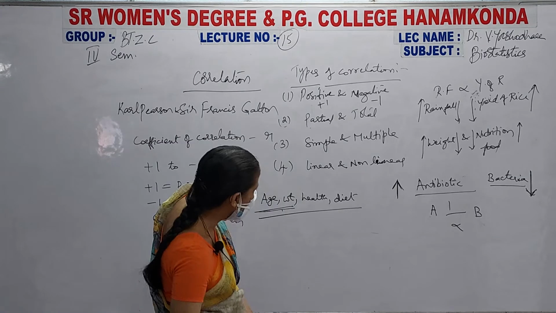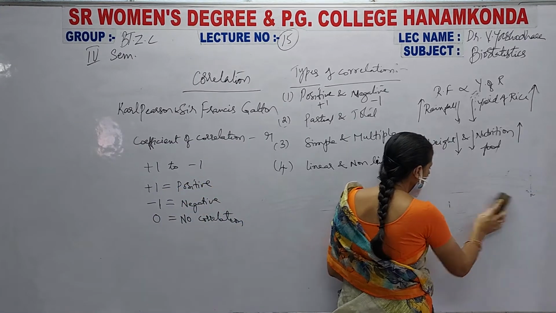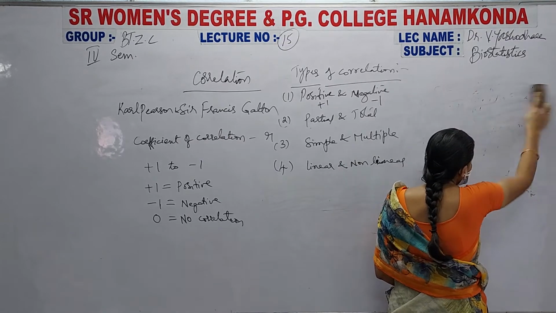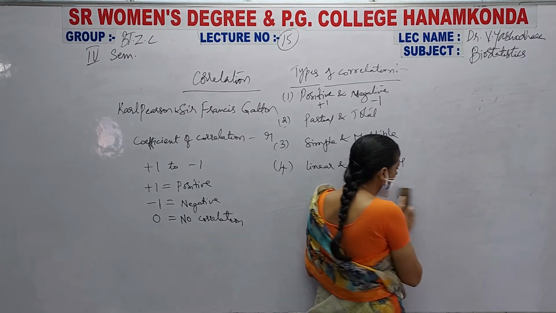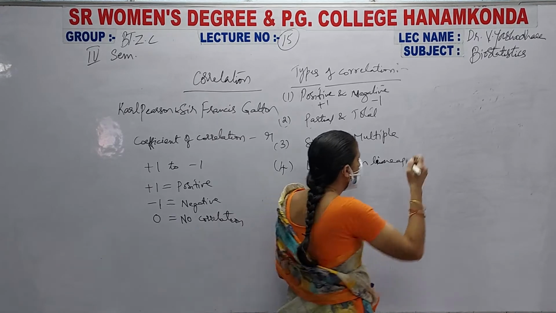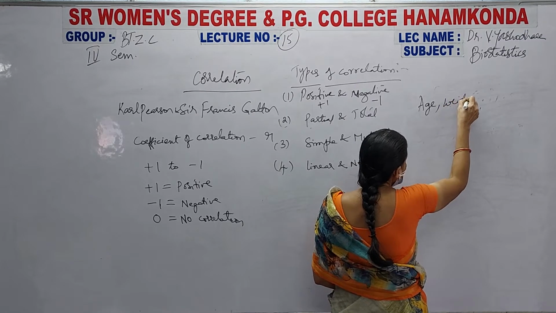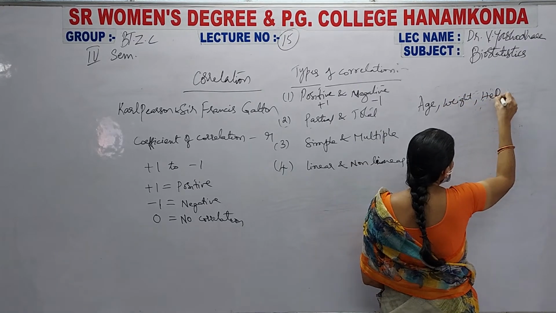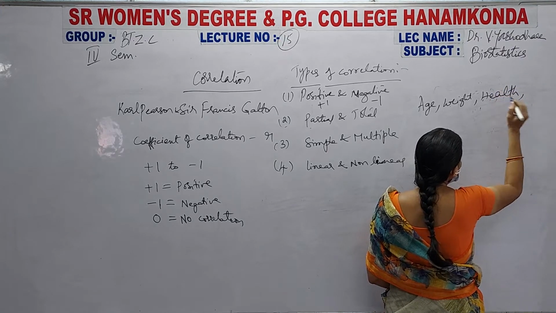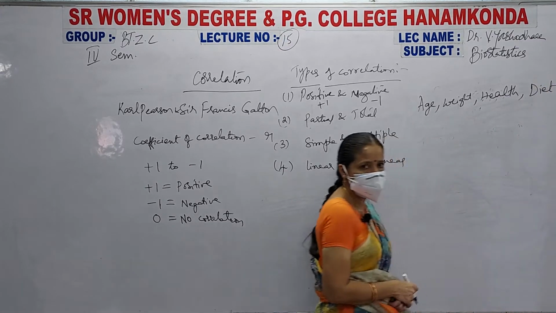In this simple correlation, see here, simple correlation and multiple correlation. All of you know this. What is multiple? Multiple means many, and in that, as we are using simple, we can say that only few are taken. See here, in the simple correlation, same example I am giving: age, weight, health, and the fourth one is diet. These four things are taken into consideration.